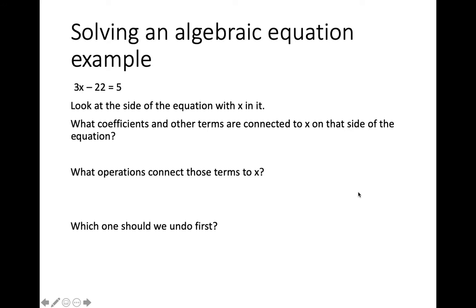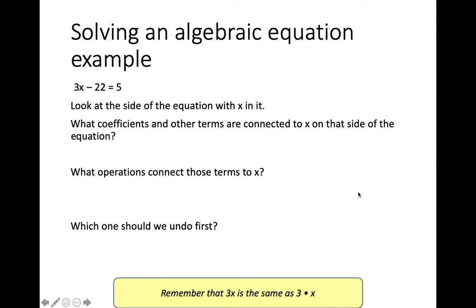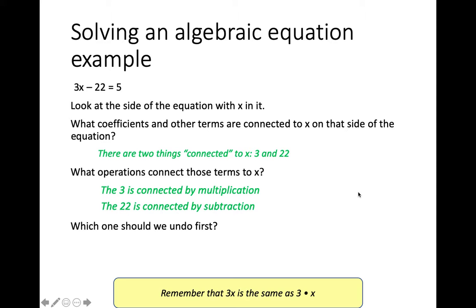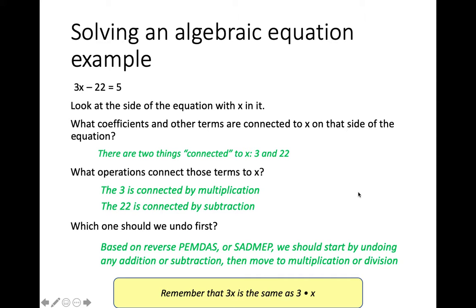Well, let's look at the first question. What coefficients and other terms are connected to x? Before we go on, remember that 3x is the same as 3 times x. Okay, so there are two things connected to x, the 3 and the 22. What operations connect those terms to x? Well, the 3 is connected by multiplication, and the 22 is connected by subtraction. So which operation should we undo first? Well, if we're using reverse PEMDAS, let's call it SADMEP, we should start by undoing any addition or subtraction and then move on to multiplication or division.